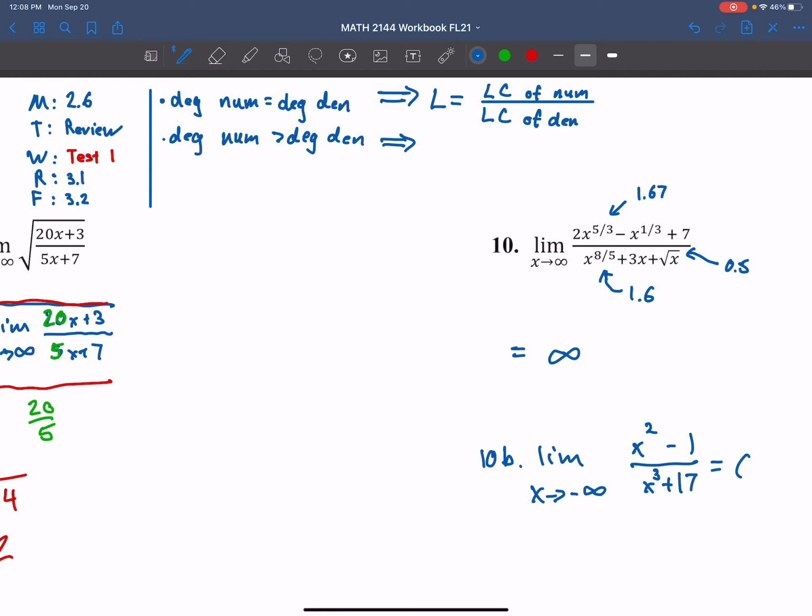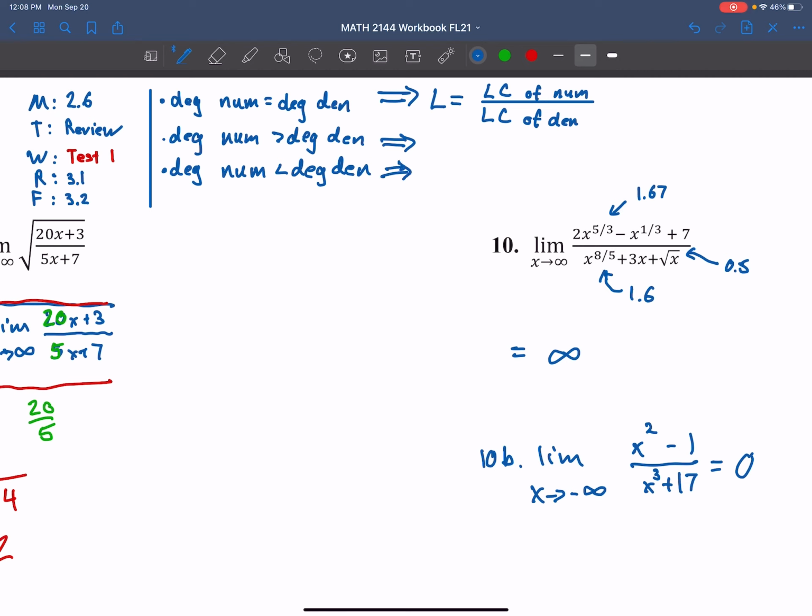0. Was that a question or just your answer? I do have a question. Sure. When we were going over last Thursday, when the degree of the numerator is larger than the degree of the denominator, the limit is infinity, but how do we know if it's positive or negative infinity or just infinity?